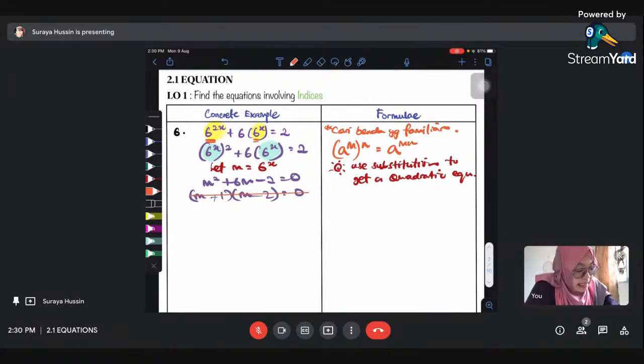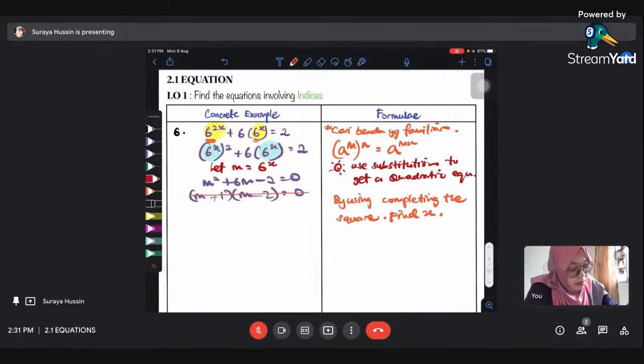But actually soalan yang ini, dia akan minta tahu. Dalam PSPM, dia akan kata, by using completing the square, find x. Soalan ini adalah berbentuk PSPM sedikit lah. Kadang-kadang dia memang akan spesifik, dia minta kamu guna completing the square. So I am now not trying to use quadratic formula, but I want to teach you how you can use method yang completing the square.